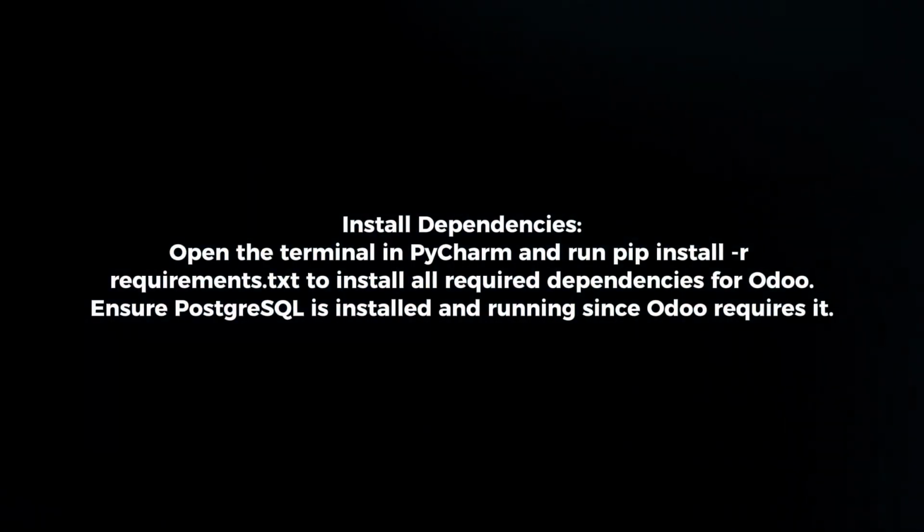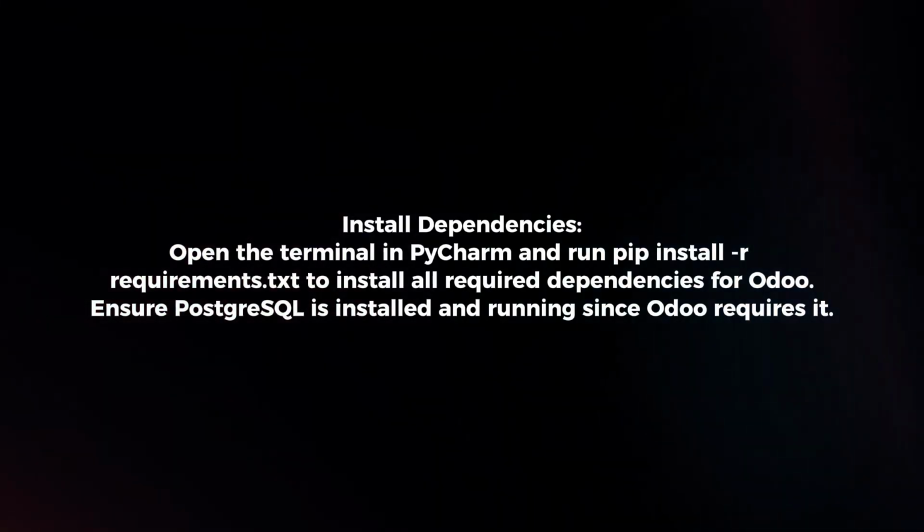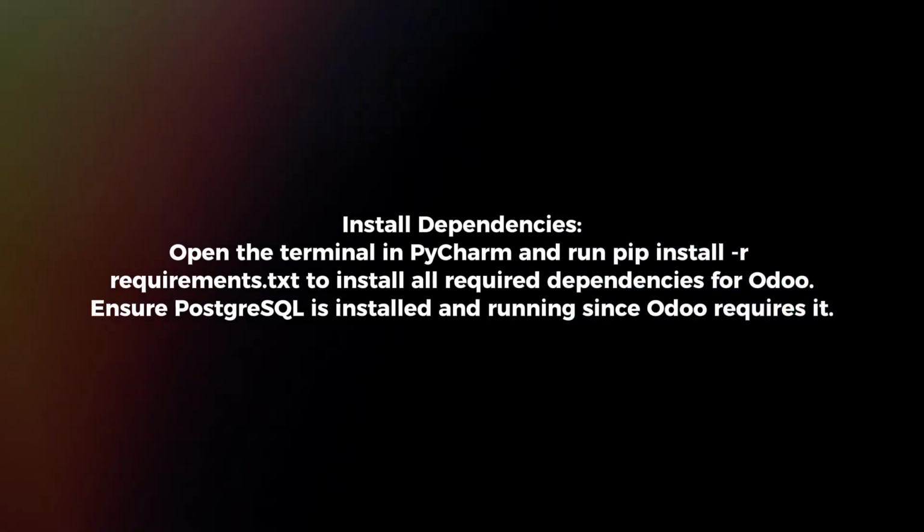Install dependencies. Open the terminal in PyCharm and run the following to install all required dependencies for Odoo. Ensure PostgreSQL is installed and running since Odoo requires it.